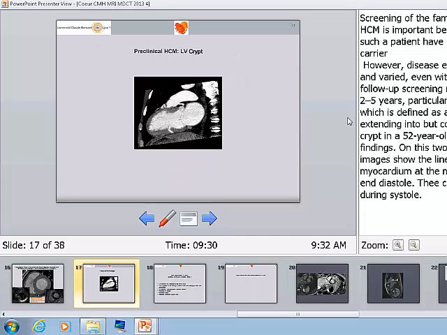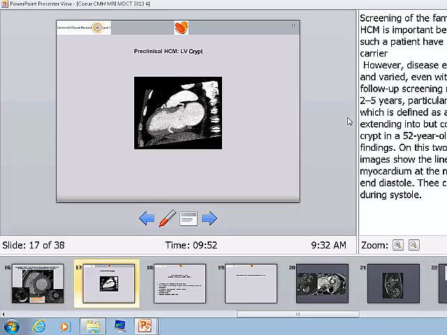Screening of family members of patients with HCM is important because a first-degree relative of such a patient has a 50% chance of being a gene carrier. However, disease expression can be heterogeneous and varied within the same mutations. And follow-up screening may need to be considered every 2 to 5 years, particularly in young patients.